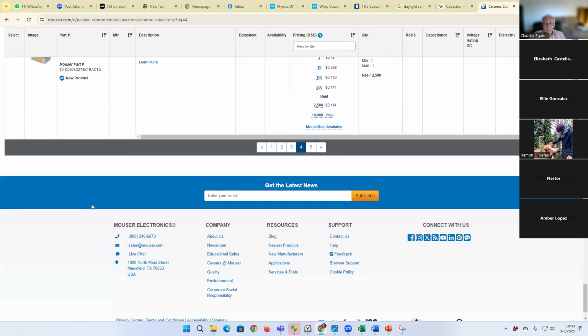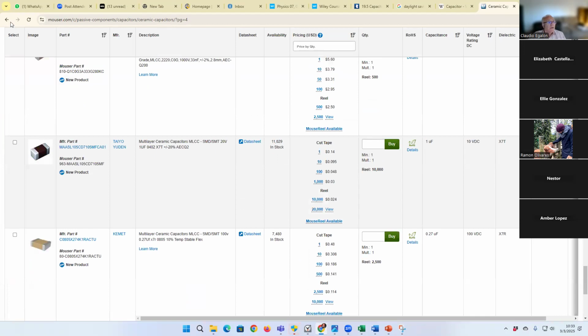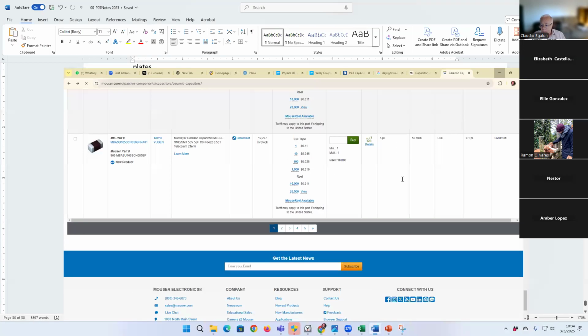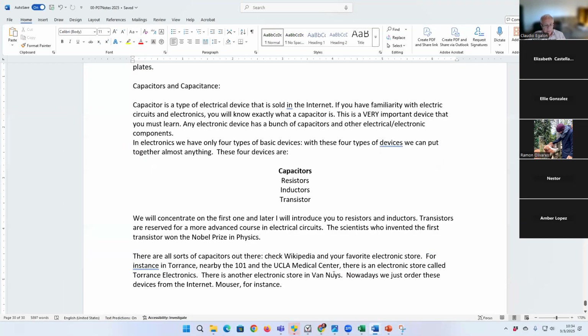Yeah, that's another type of capacitor that you see here. Let's see. No questions so far. Let's talk about the real thing, that I need to introduce to you.